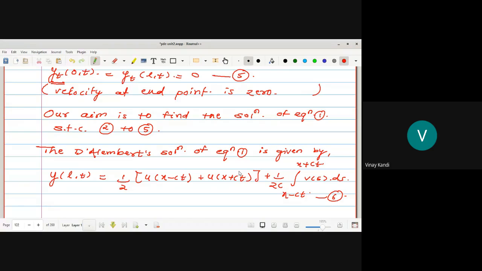However, this solution cannot be used. Why? Because u(x minus ct) has no meaning for values of t greater than x upon c. If t is greater than x upon c, then x minus ct becomes negative, and for a negative argument the reflection is not defined. The initial velocity at minus x cannot be defined.